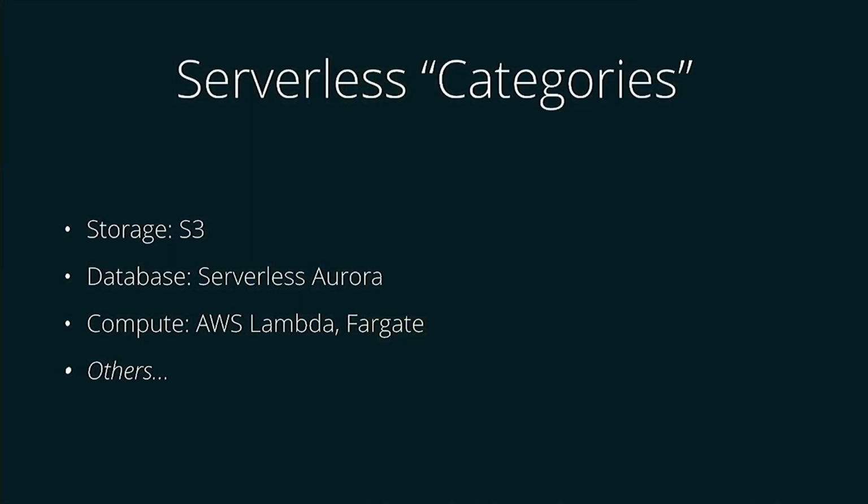Serverless doesn't just mean how you can deploy your Express app or however you would deploy your node server; there are multiple serverless categories. S3 is, for example, a serverless offering, and serverless Aurora is a serverless database offering. But in our talk here, we're focusing on the compute angle, which, for example, is AWS Lambda.